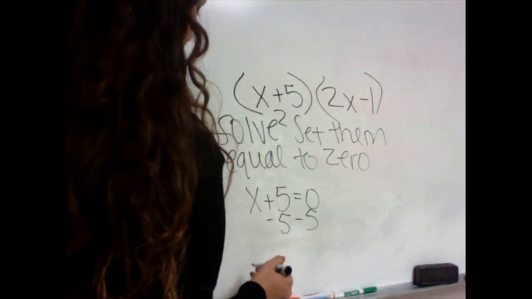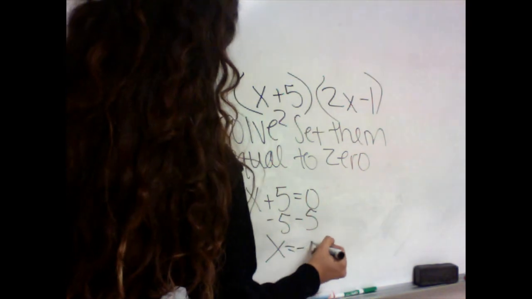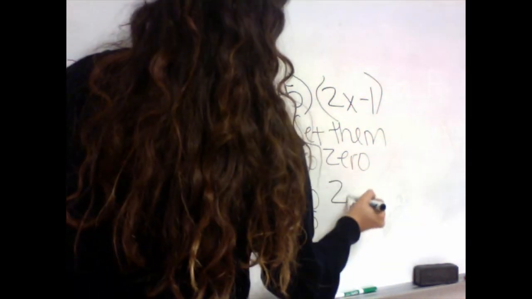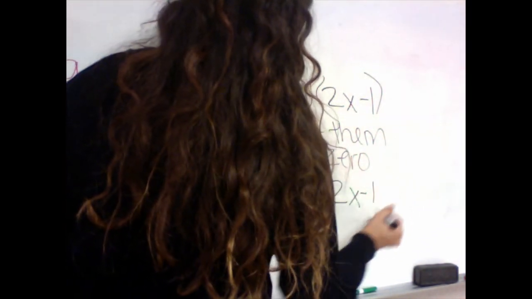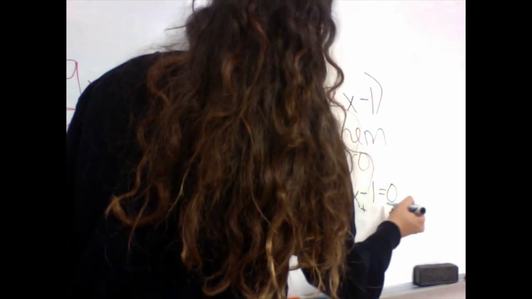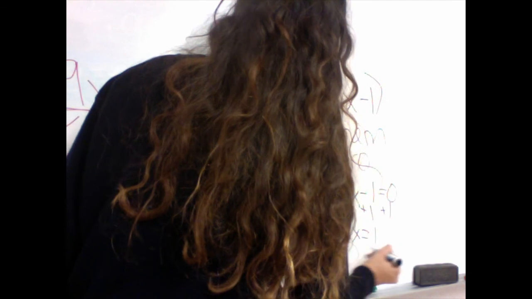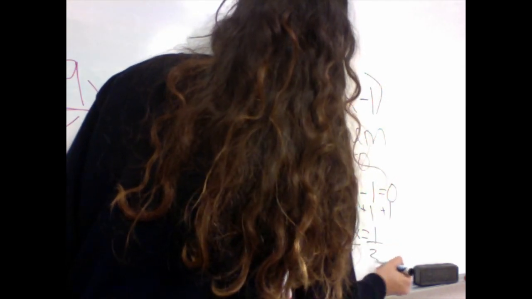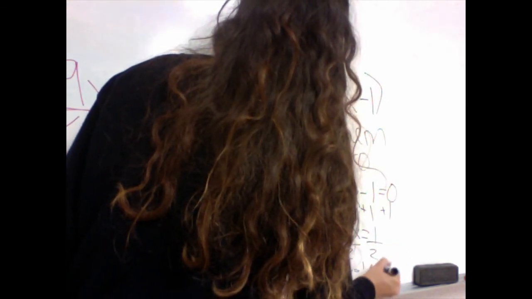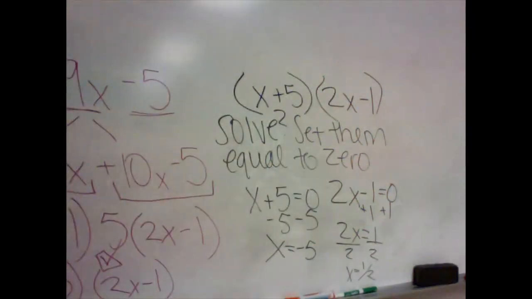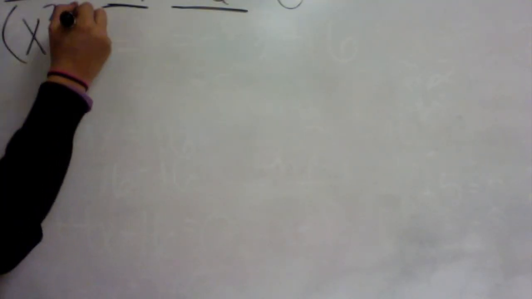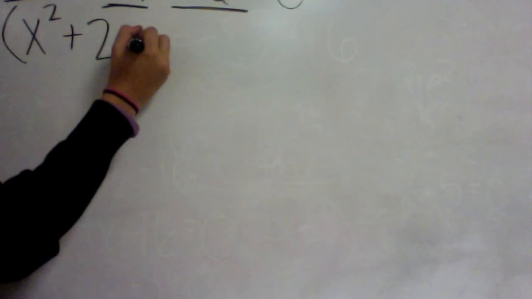So if we set x plus 5 equal to 0, you subtract 5 from both sides, x equals negative 5. We set 2x minus 1 equals 0, add 1 to both sides, divide by 2, divide by 2, x equals 1/2. Go back and pause that video if you need to.